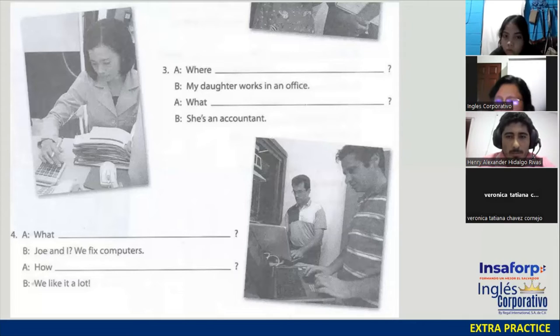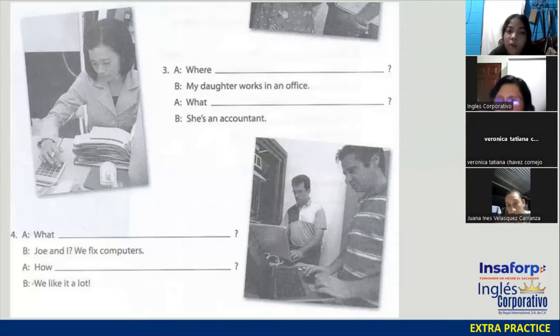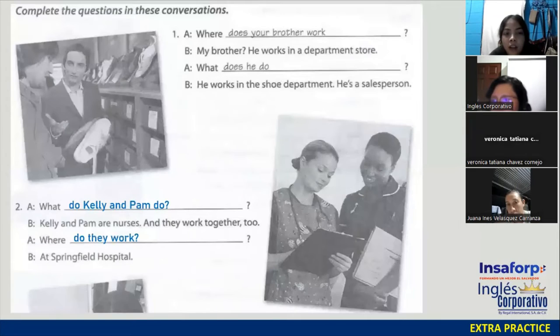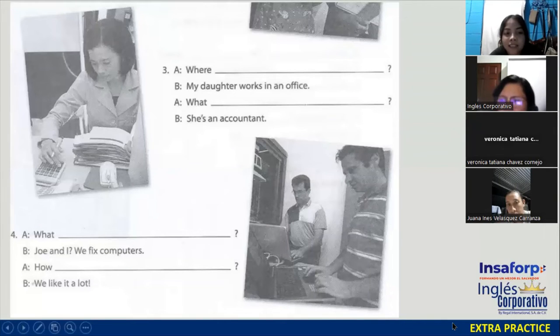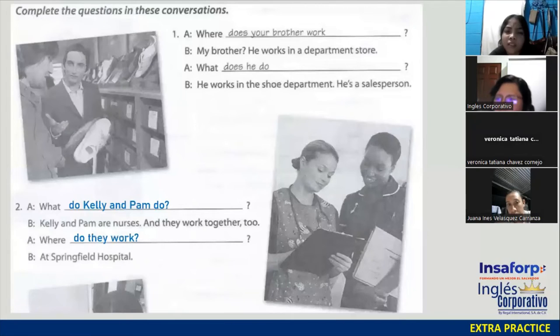Dígame, Jacqueline. What is the meaning of Springfield's? In the previous one. Es un apellido, creo yo. Ah, okay. Ajá, Springfield, o es una ciudad. Solo me recuerda a los Simpsons. Springfield, ajá.